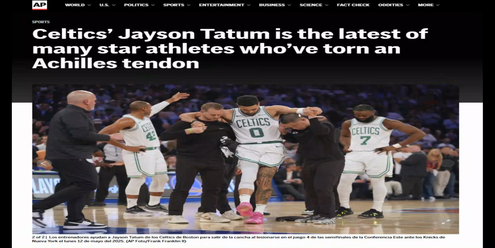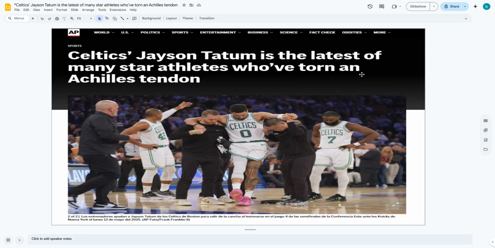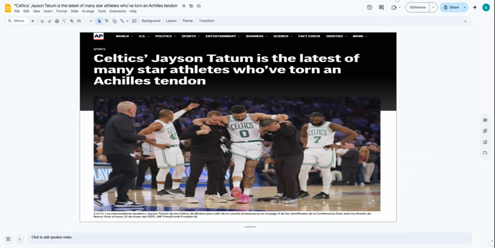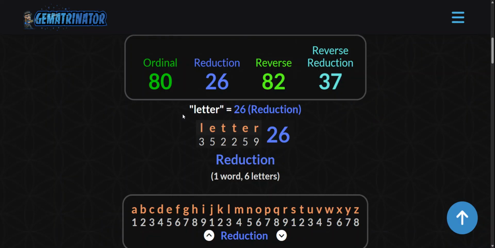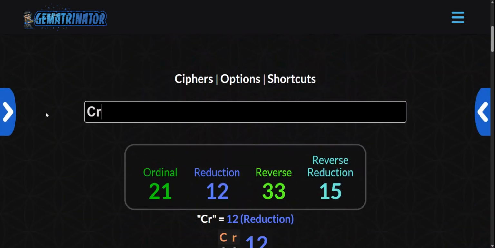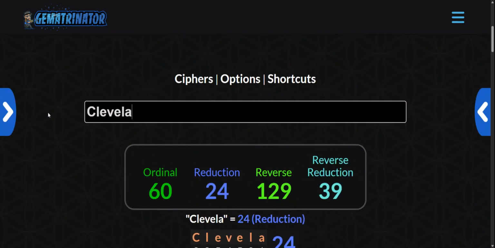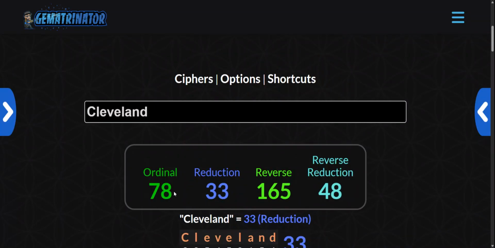So, as you're seeing this, I may have to come back and look and see what happened in game 5 as the Celtics are on the brink of elimination. And I think the Pacers advanced to the finals, right? Knocking off the Cavs. Doesn't Cleveland equal 33? Cleveland 33. Look, Cleveland has that 48 or that 78.